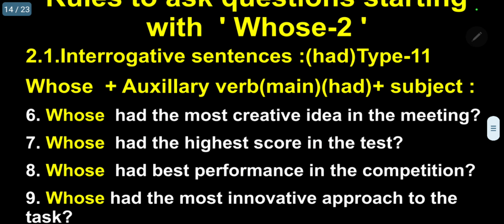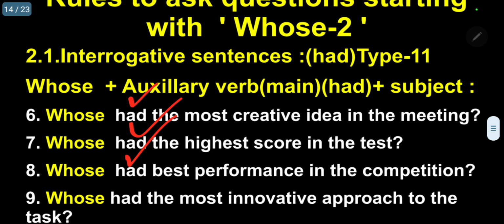Whose had the most creative idea in the meeting? So here, had is the main verb. There is no auxiliary verb acting as a main verb. Whose had the highest score in the test? Had is the main verb. Whose had the best performance in the competition? Had is the main verb.